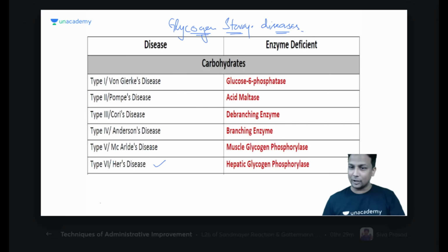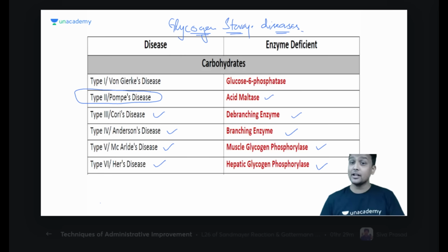Type 6 Hers disease, it will be hepatic glycogen phosphorylase. Type 5 McArdle disease, it is muscle glycogen phosphorylase. And type 4 will be Anderson, branching, and type 3 will be Cori's, debranching, guys. Lovely, made easy. And type 2 will be Pompe's disease.